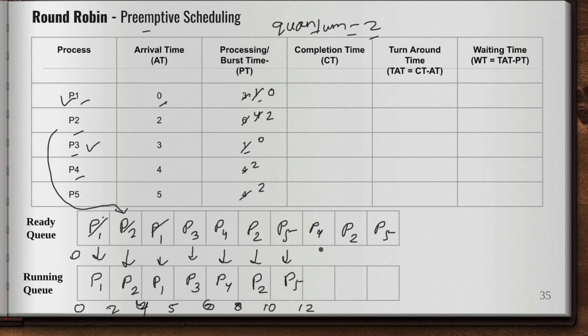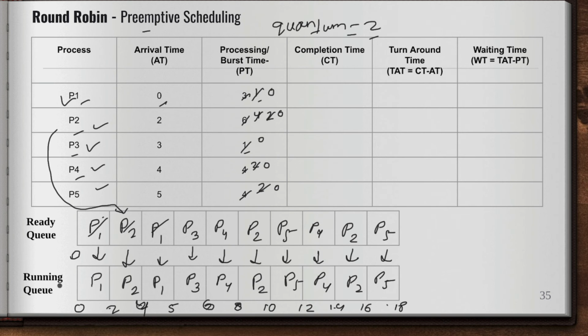Okay. Then P4 comes into the running queue. How long will we run it for? 2 units remaining. So now this becomes 0, and this becomes 14. Then we'll bring P2 in. How much remaining? 2. So we'll run for 2 units. P2, this becomes 16. And then finally P5 comes in. How much remaining? 2 units. So now it's all done, and that becomes 18. So all the processes have finished their execution. Nothing remaining. You can see everything is 0 here.